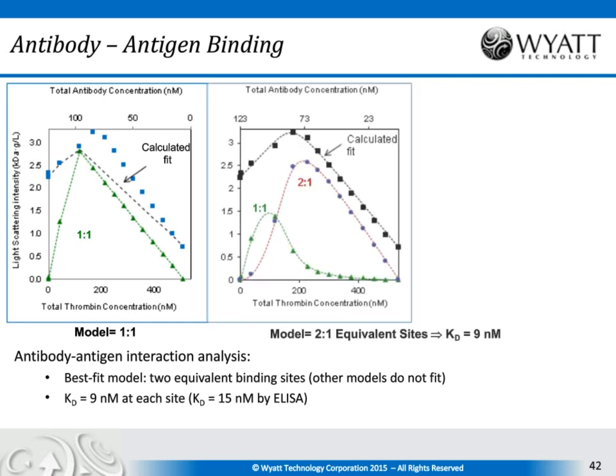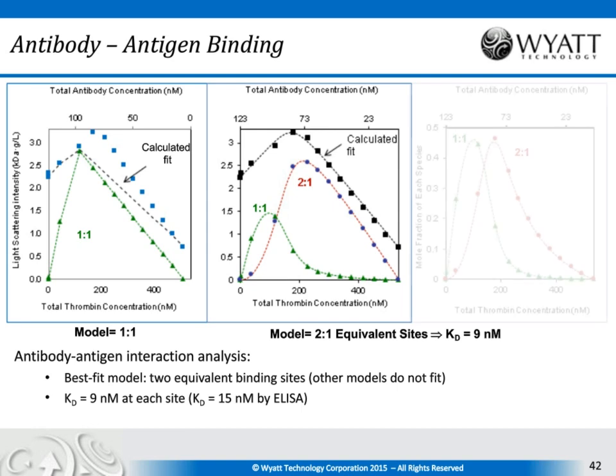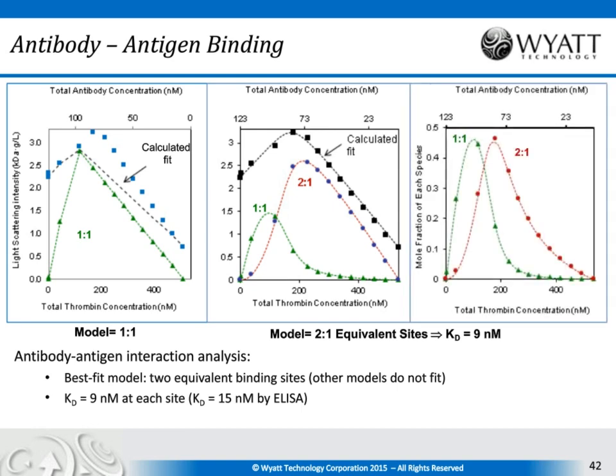If we then fit to the correct model, which is a bivalent model, assuming equivalent and independent binding sites, we find that there's a very good fit, and we get a KD of 9 nanomolar, which is very similar to the value provided by ELISA, 50 nanomolar. And we can even determine from this calculation, at any given composition, the amount of one-to-one complex in equilibrium with two-to-one complex in equilibrium with monomers in that solution.